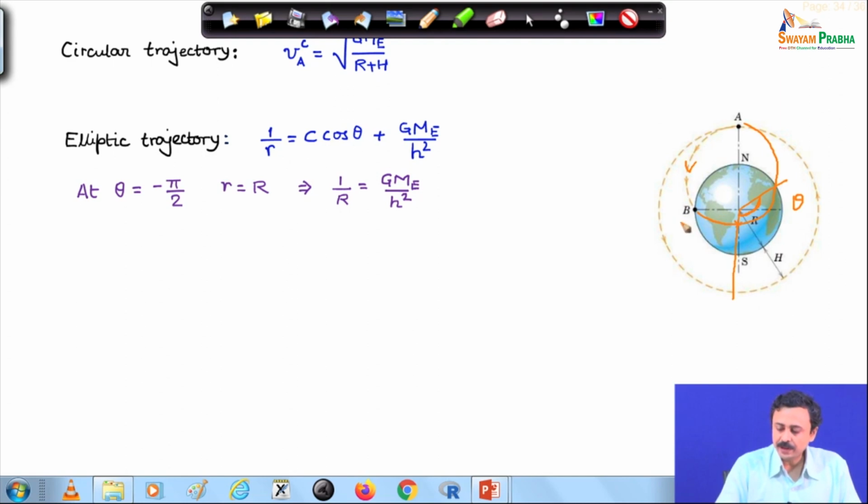If it is to land at B, that angle I can say as minus pi by 2, because the angle is being measured from this line, and the line from the center of the earth to B makes minus 90 degrees with the line of the perigee. Theta is being measured positive in the counterclockwise direction. That is how the satellite is moving.